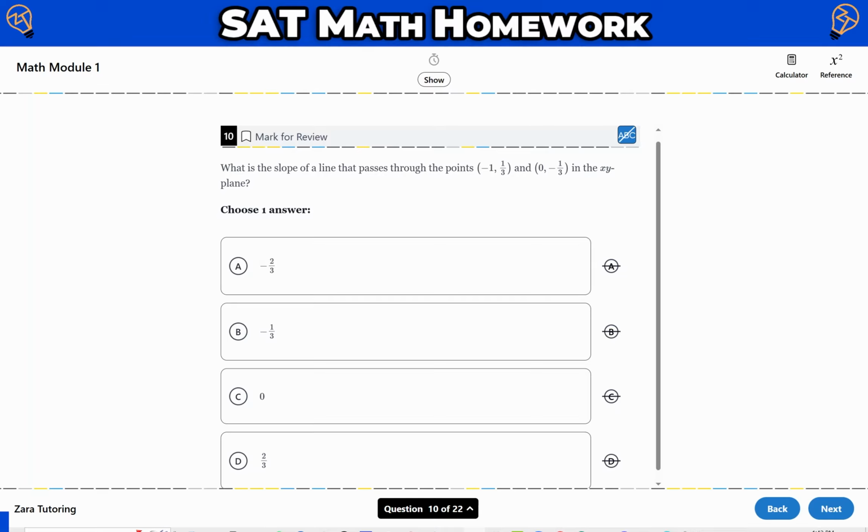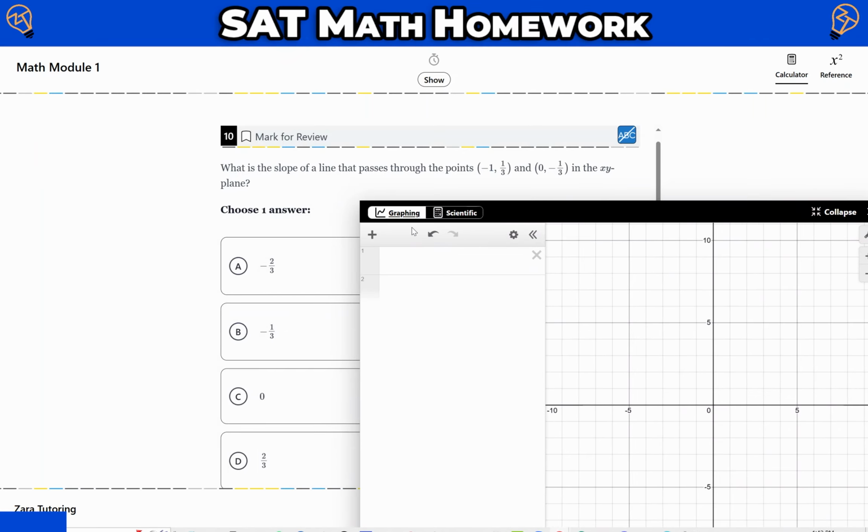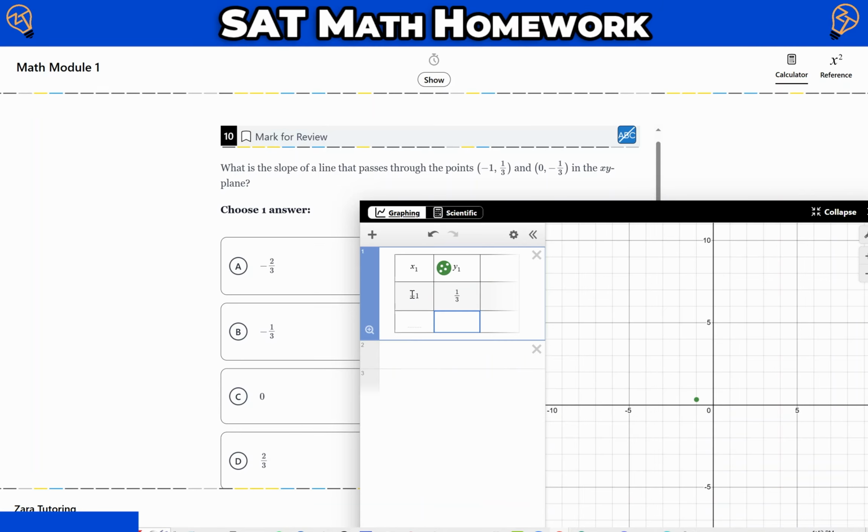Now, even though I'll show you how to do this by hand, I do think that the easiest approach is going to be using Desmos. And what we'll do is we'll go ahead and type this into a chart. So we'll press plus, table, and then we'll type these in. So -1, I like to press tab to go to the right, 1/3, enter, I'll go to the left with my arrow key, 0, tab, -1/3.